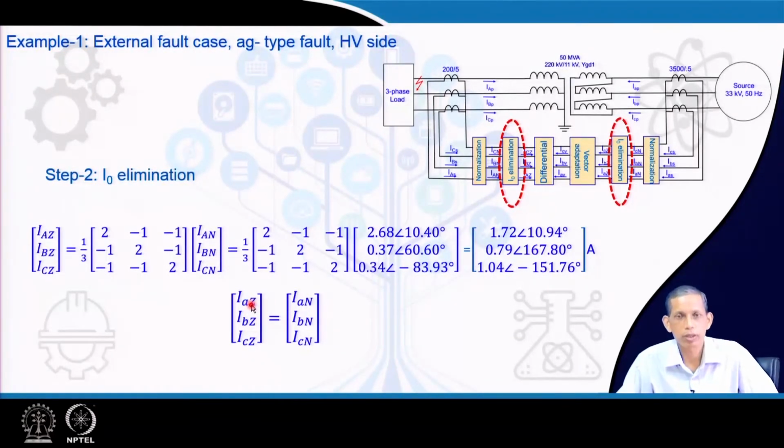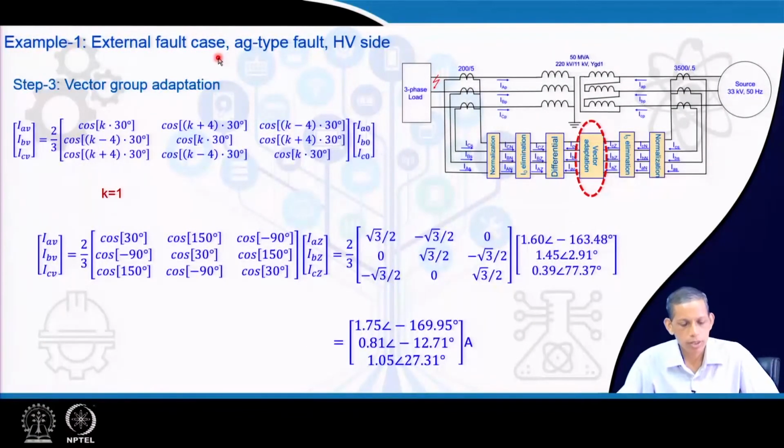Similarly, we can obtain IAZ, IBZ and ICZ for the low voltage side. In this case, there is no zero sequence current in the delta side, so we get the same as IAN, IBN and ICN, which are the normalized currents in the low voltage side.